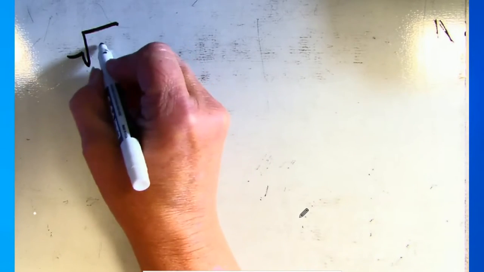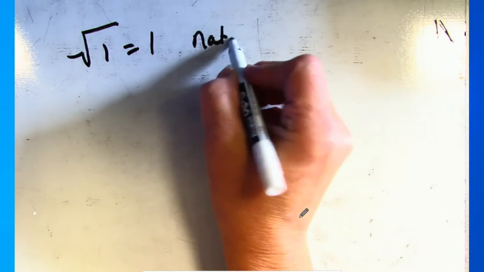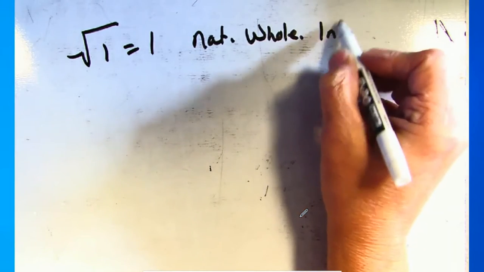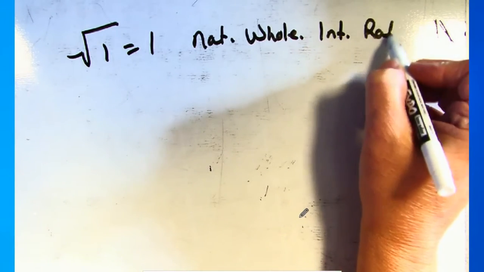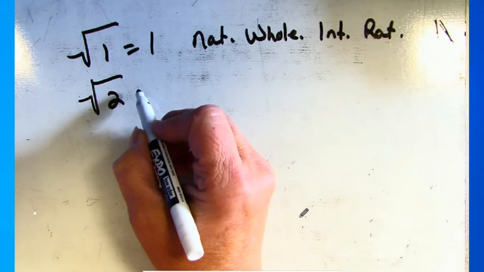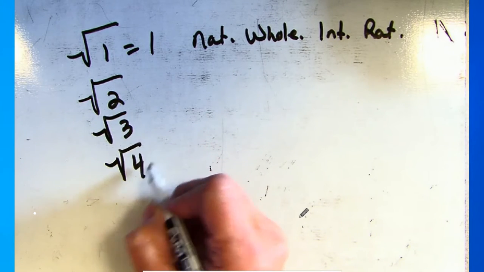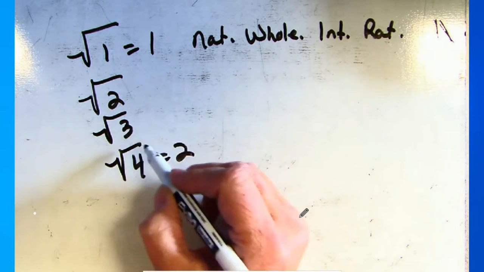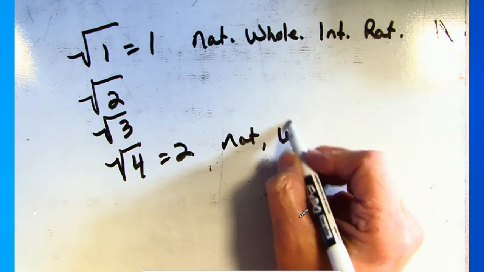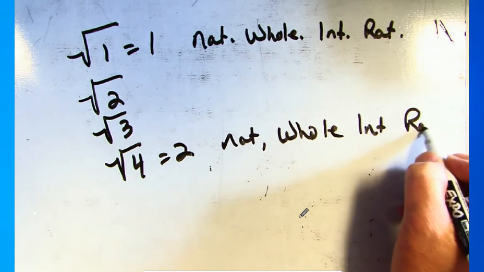The square root of 1 equals 1. This is a natural number. This is a whole number. This is an integer, and it is rational. The square root of 2, the square root of 3, the square root of 4. Oh, now we go to 2. See, these are in between. 2, this is natural. This is whole. This is an integer, and it's rational.